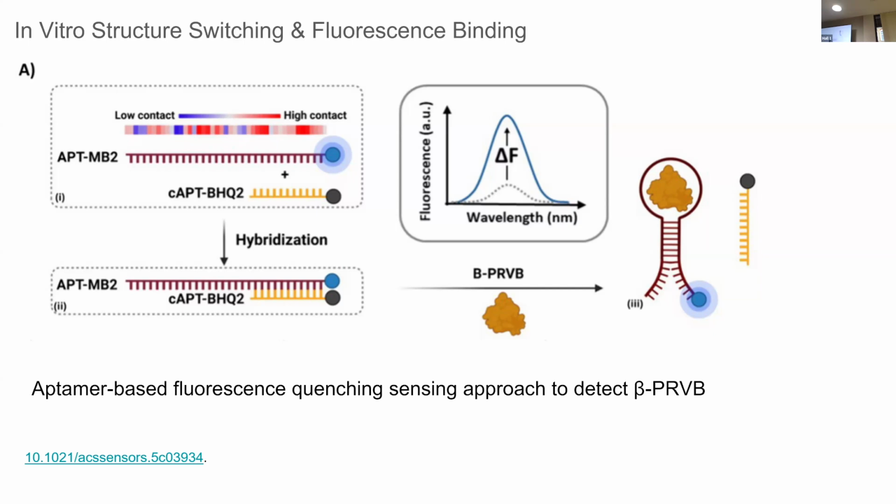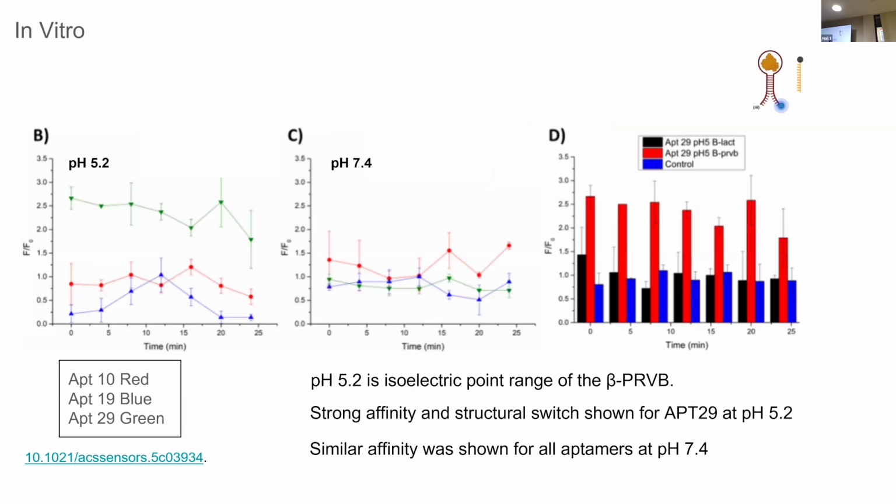So then we found that three of them worked really well: aptamer 10, aptamer 19, and aptamer 29. At pH 7.4, you got this change in fluorescence. However, at the isoelectric point of beta parvalbumin, 5.2, aptamer 29 worked amazingly well. So they took that and said, okay, this is where we could go from here. They compared it to a control and then beta lactoglobulin, and found that it was much more specific for beta parvalbumin.